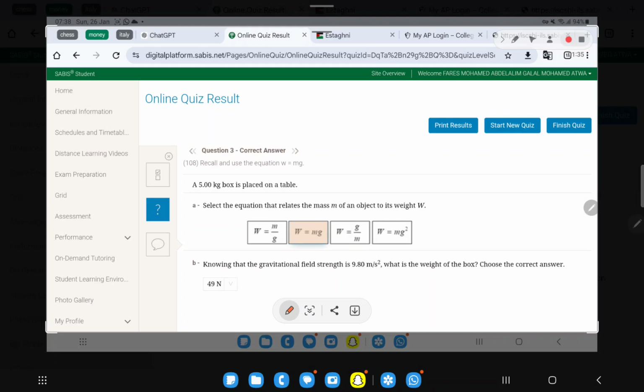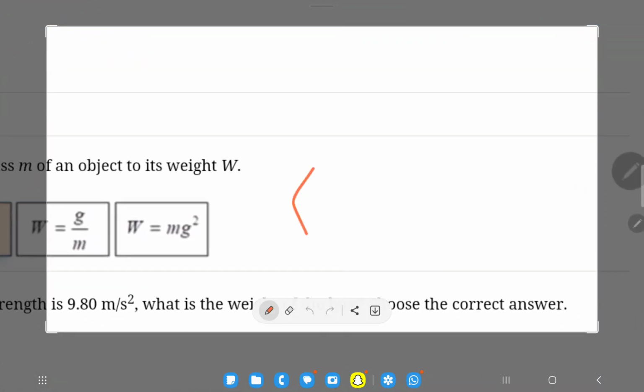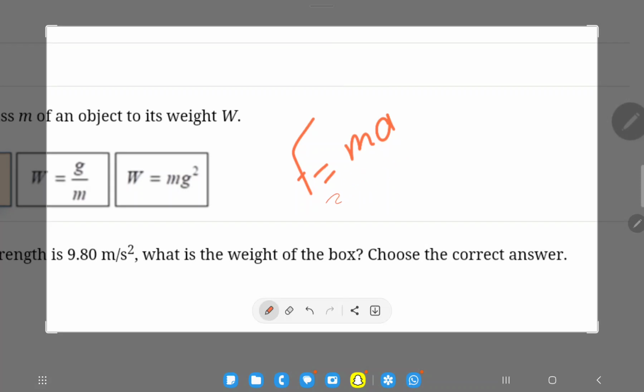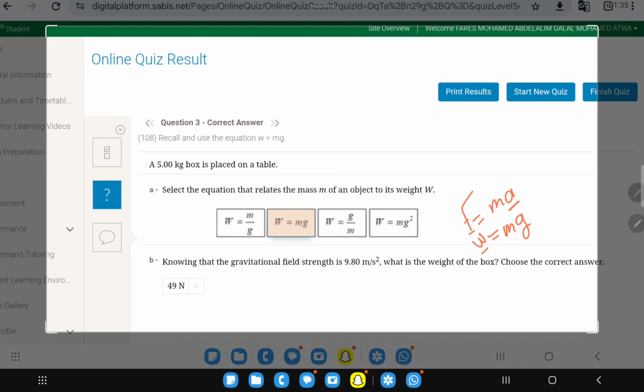A 5 kilogram box is placed on a table. Select the equation that relates the mass m of an object to its weight w. Now we know that F equals ma. Now we can change this equation so F is weight, a can be g, gravitational acceleration, mass stays mass, and F becomes w for weight. So we get w equals mg, and that's how we find weight.